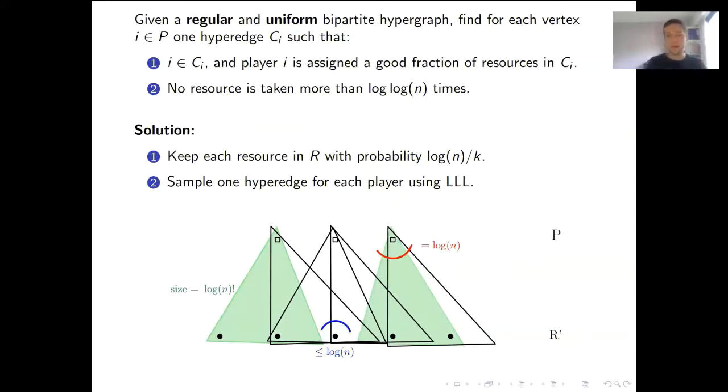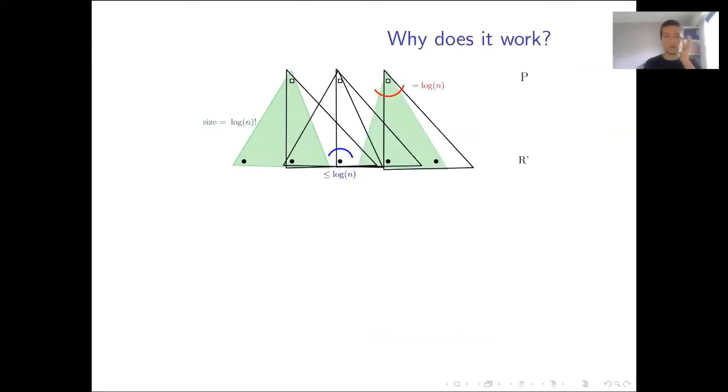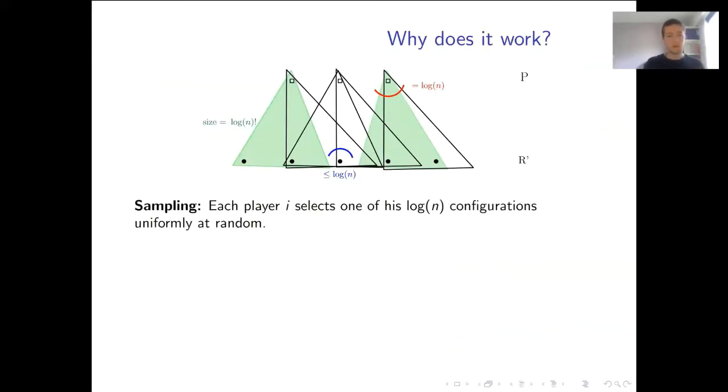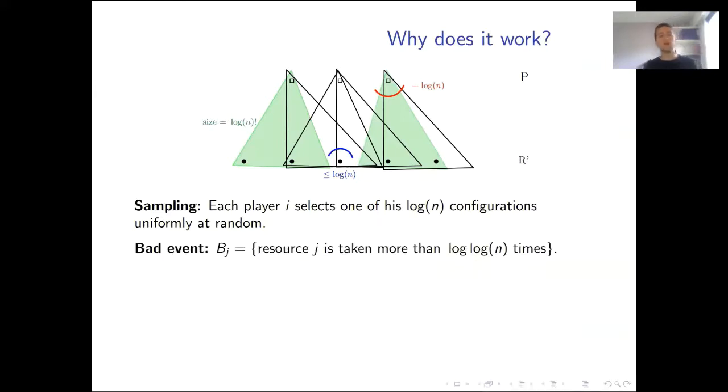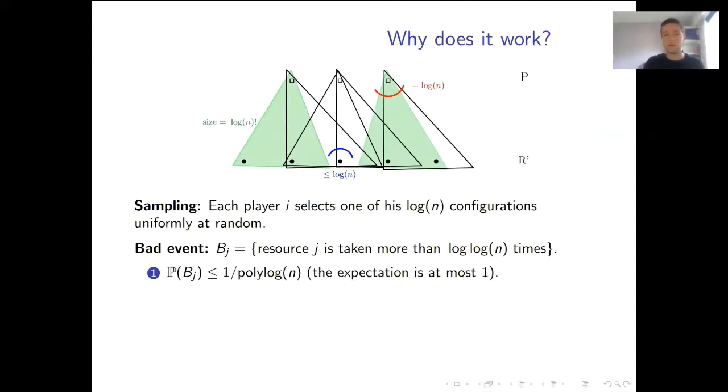And then we sample one hyperedge for each player using the Lovász local lemma. So why does it work? Now we have a hypergraph where the degree is log n, but also the size of hyperedges is log n. And the sampling is the following. Each player selects one of his log n configurations uniformly at random, independently of other players. Then the bad event b_j is simply that resource j is taken more than log n times: more than log n of the selected configurations contain this resource.